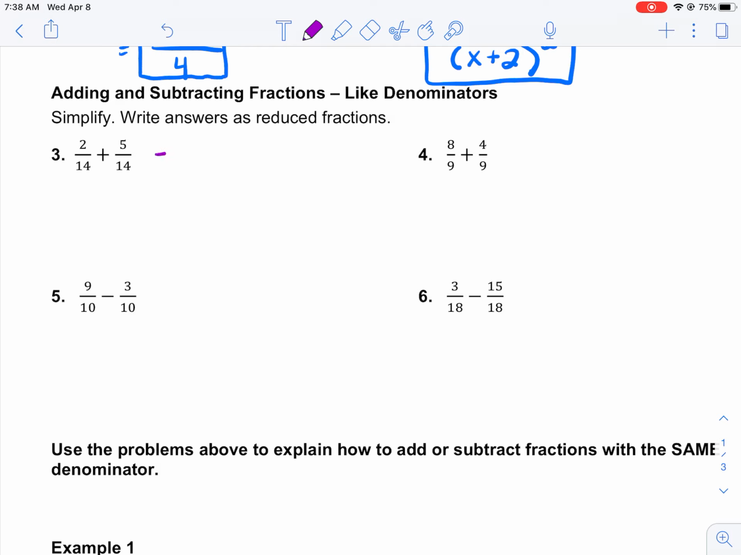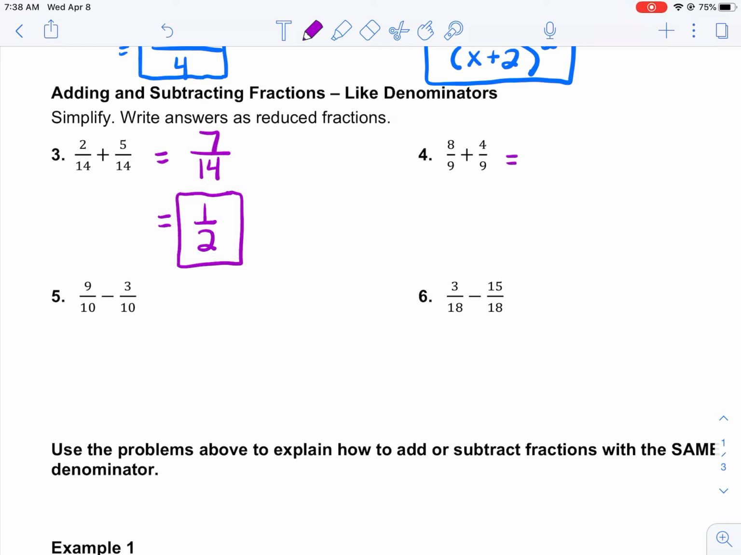Okay, so when you have the same denominator, all you do, you keep the denominator the same. So 2 14ths plus 5 14ths. We have the same denominator, 14. And so all you do is add the numerators. Okay, and so we get 7 over 14. And that reduces to 1/2.